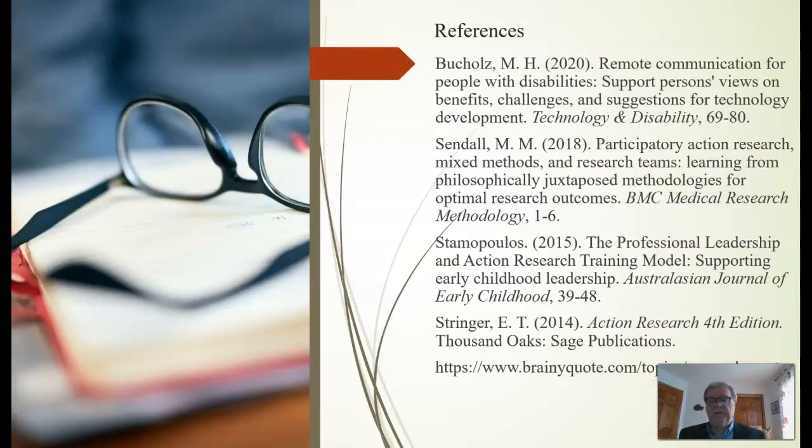And again, in putting this presentation together, I utilized M.H. Buchholz from 2020, M.M. Sindall from 2018 to talk about participatory action research, Stamopoulos, who took the lead in training on action research, and Stringer, of course, with Action Research, 4th edition.